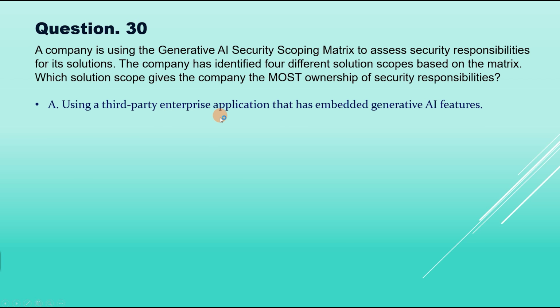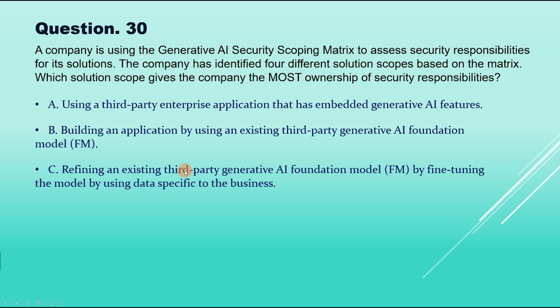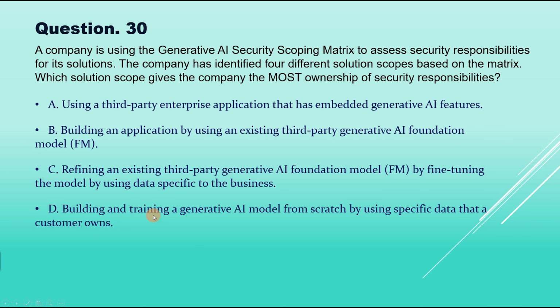Option A, using a third-party enterprise application that has embedded generative AI features. Option B, building an application by using an existing third-party generative AI foundation model. Option C, refining an existing third-party generative AI foundation model by fine-tuning the model by using data specific to the business. Option D, building and training a generative AI model from scratch by using specific data that a customer owns. So these are the options. Please take your time to guess the correct answer.